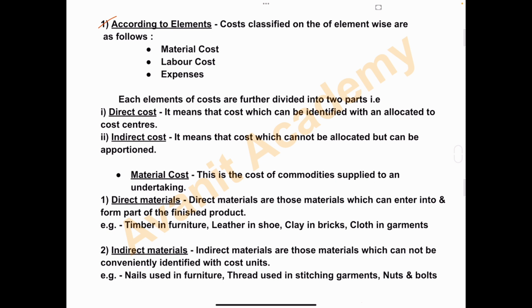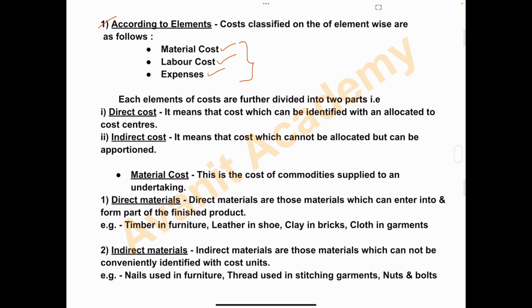Element wise costs are again classified into three groups, that is material cost, labor cost and expenses. And these all three costs are again classified into two types, that is direct and indirect. Okay, all these three costs are classified into two groups, that is direct and indirect. Direct labor cost and indirect labor cost. Direct material, indirect material. Direct expenses and indirect expenses.